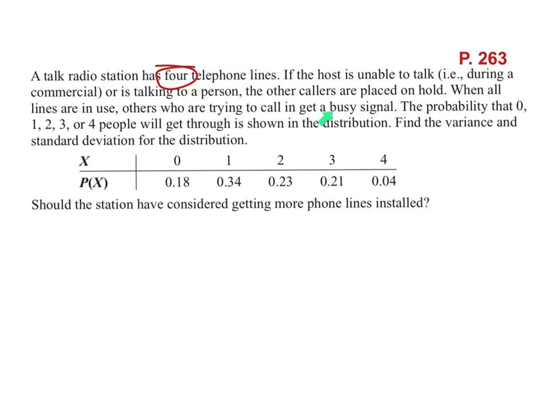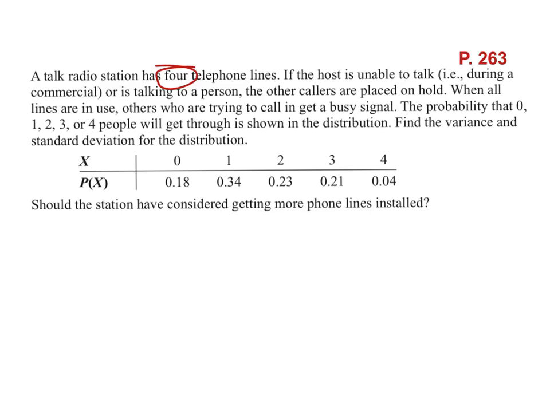Okay, so here's the deal. They've got four lines, and then the probabilities of people getting through. The probability that no one will get through is low. The probability that only one person will get through is quite a bit higher. That 2 people will get through, that 3 people will get through, that all 4 people will get through, that's really low. And the question they want to know is, should the station have considered getting more phone lines installed?